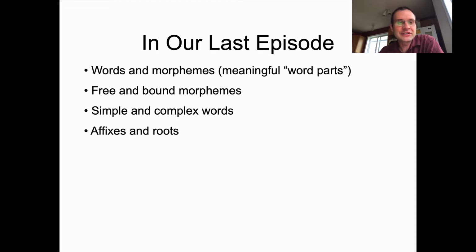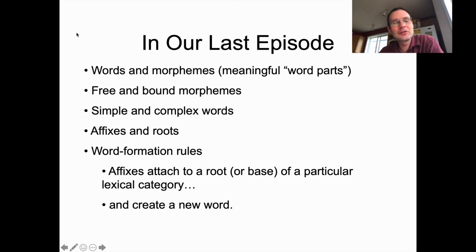There's also affixes and roots, which is kind of where we left off. So I already mentioned, if you have a word like words, then the s is an affix and the word is a root. And then in order to put those things together, you have to use a word formation rule. So affixes attach to a root, usually of a particular lexical category, to create a new word. That's generally speaking how the word formation rules are formalized when we try to write them out.